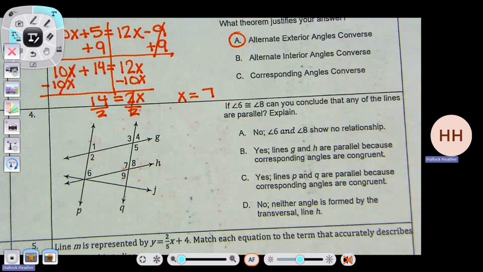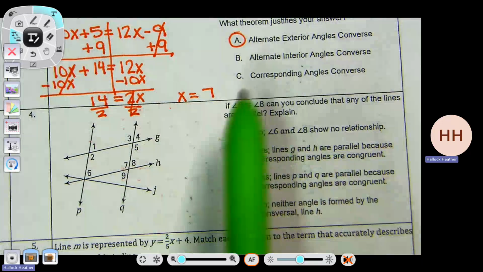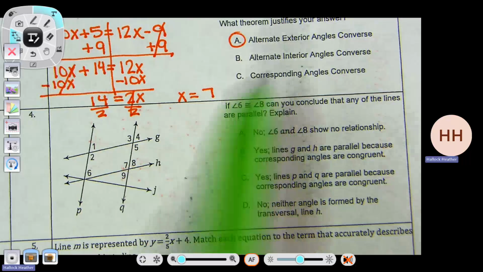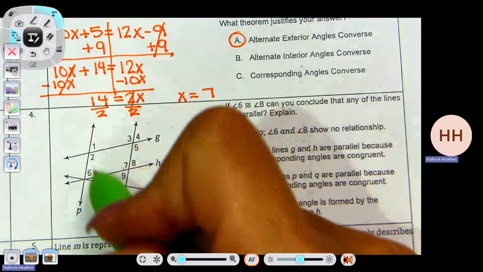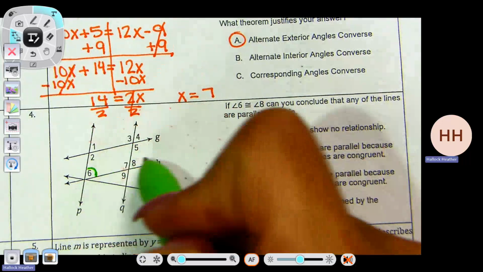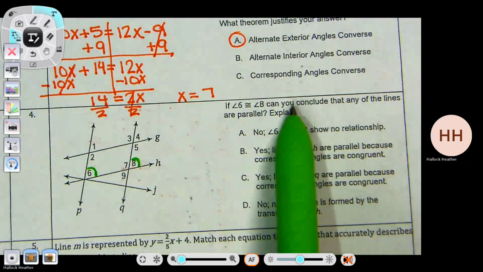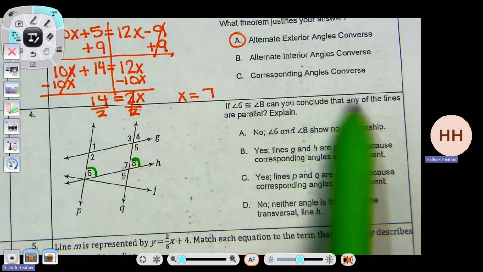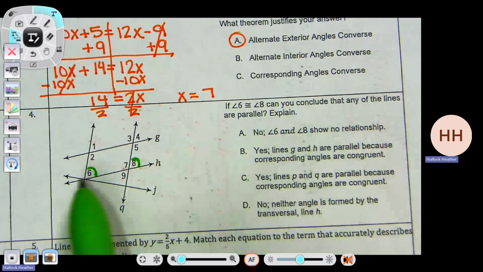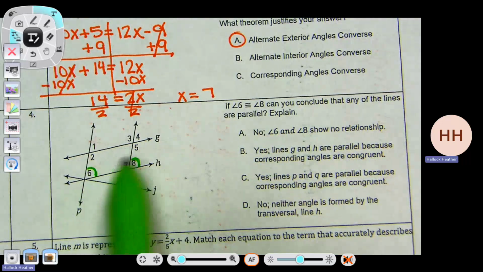Number 4 says if 6 is congruent to 8, so they're saying that they are congruent. Here's 6. Here's 8. They are congruent. Can you conclude that any of the lines are parallel? Explain. So there's a set of parallel lines.